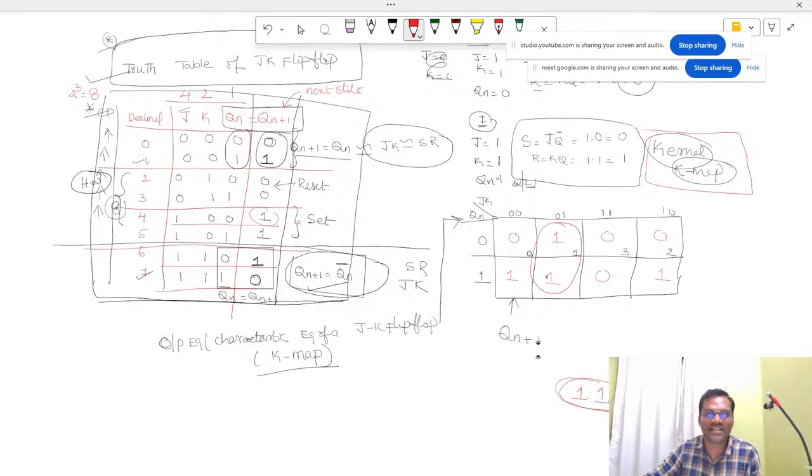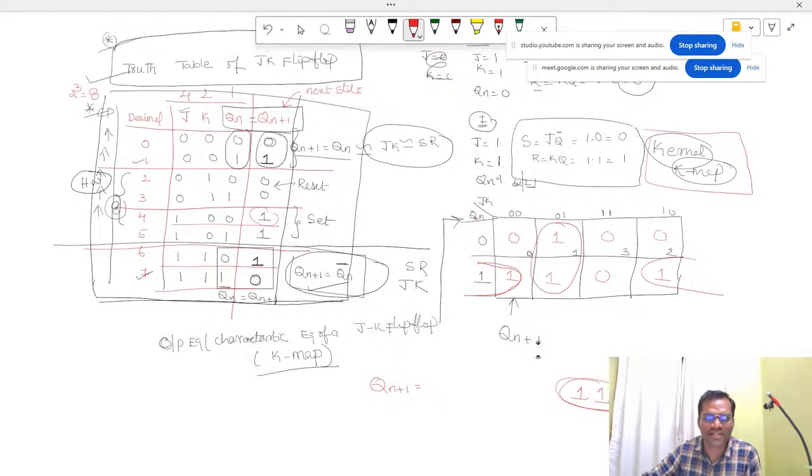But this one is there, here one is there, then how to match? So therefore we can draw one arrow mark like this and this will get matched. Are you able to understand? These two will get matched. So therefore you are going to get the equation of Q(n+1). Let's try to do it here.